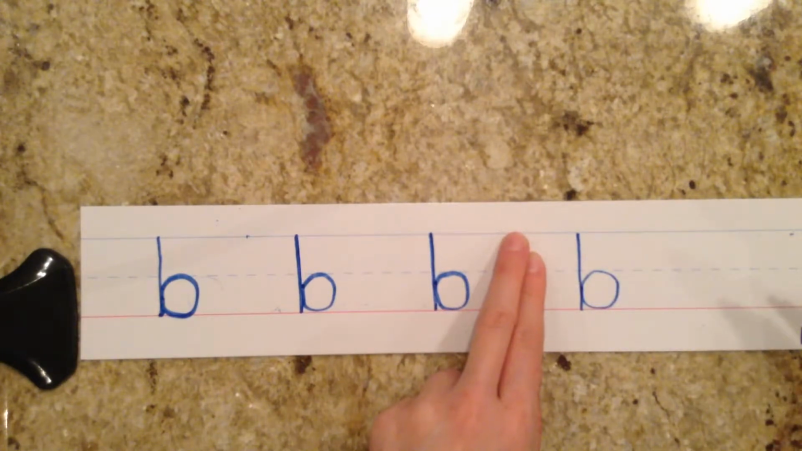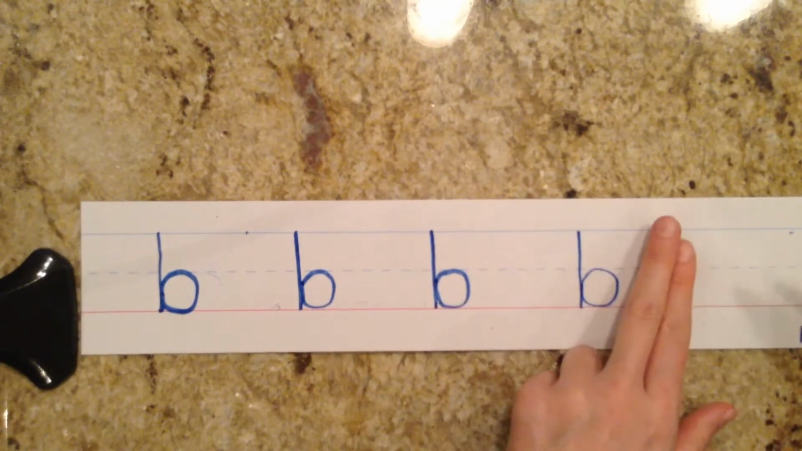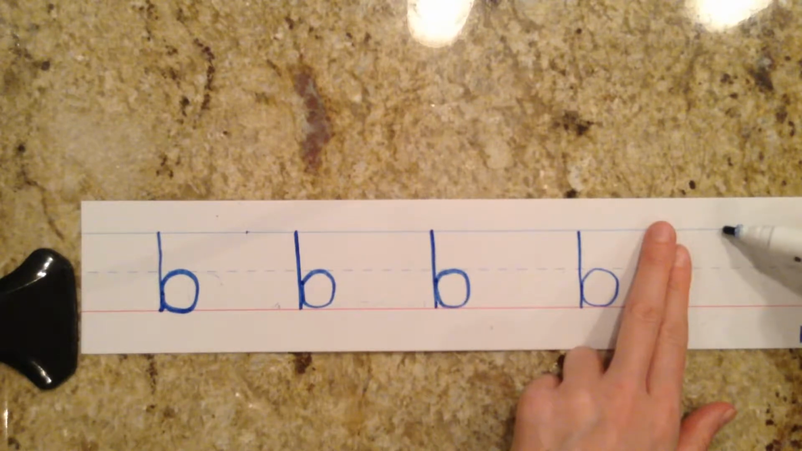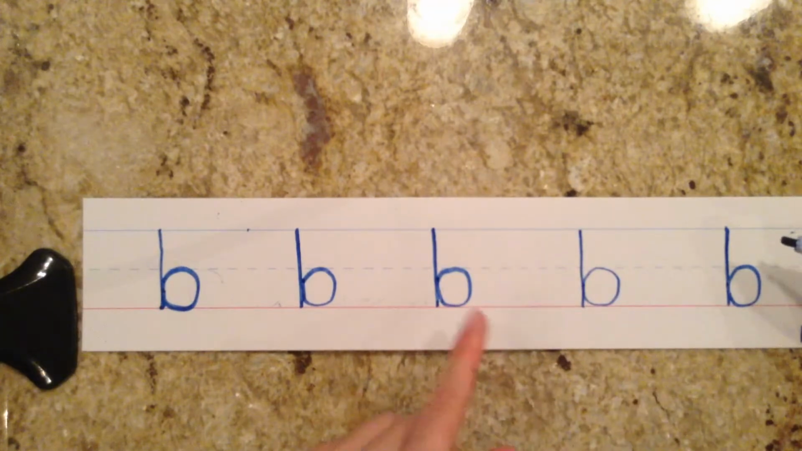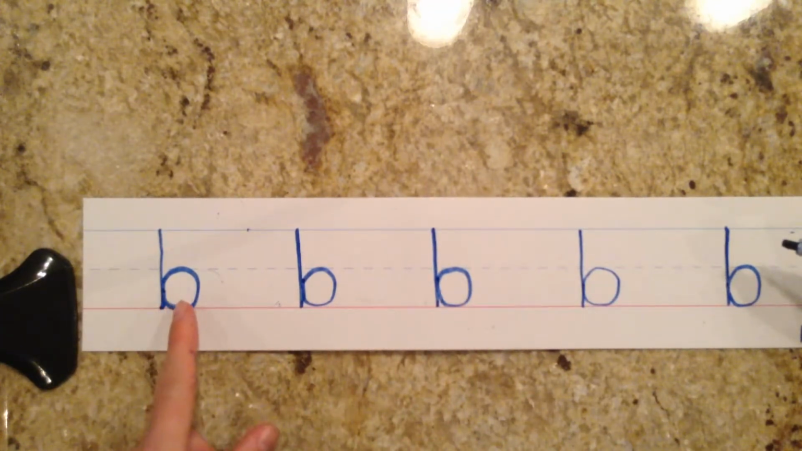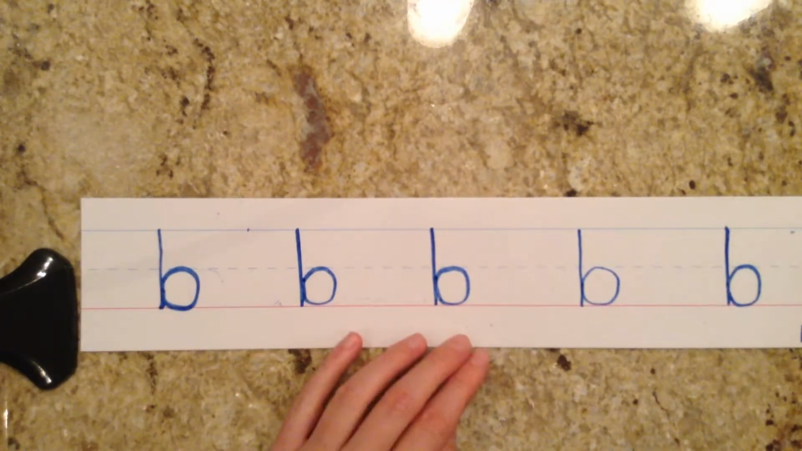Perfect. Just like that. One more. Start at the top, straight down to the ground, bounce up, forward rainbow, curve all the way around. Try and make your bees have nice round bellies. You don't want them too skinny.